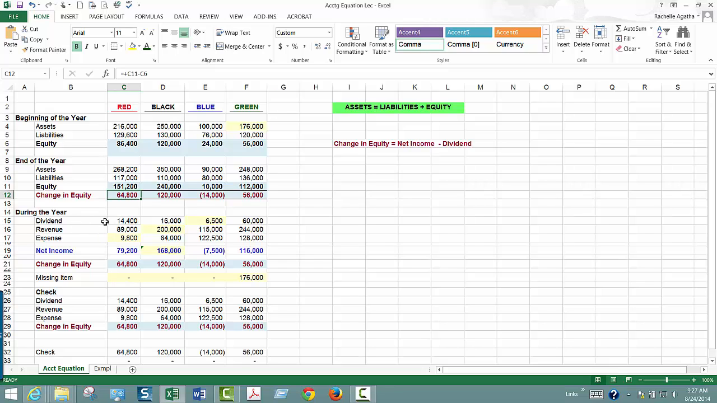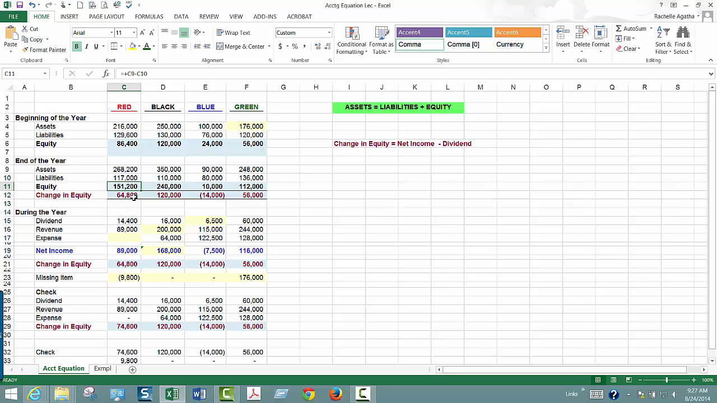So in this problem, I've given you dividends, revenue, and then I say, what is the expense? So I'm going to go ahead and delete that. So if you were provided this problem, you have to solve for that missing number. And there's many ways to do it, but I find that if you use math, it's the easiest way to do it. So you already know that your change in equity needs to be 64,800 because I solved up here for you the change in equity.